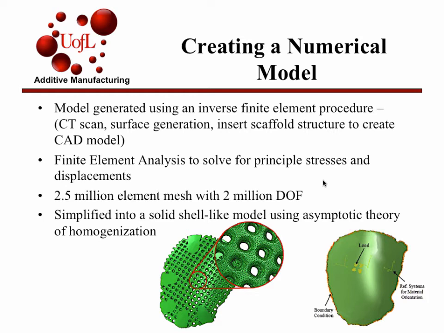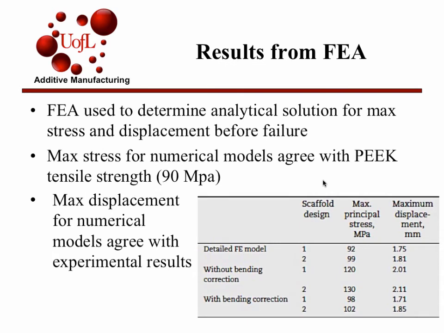So they actually wanted to simplify it, and they used the asymptotic theory of homogenization to simplify their model, which basically makes use of the periodic structure to, basically, make it into a shell, and they know that all the principal stresses and displacements will act the same throughout each structure. And then as you can see, skip forward a little bit.